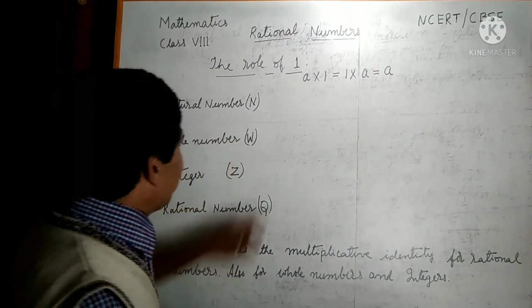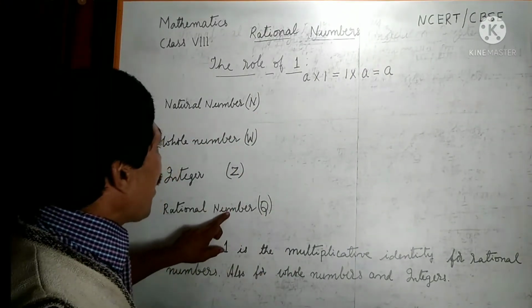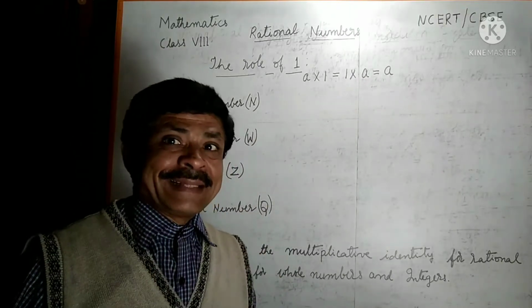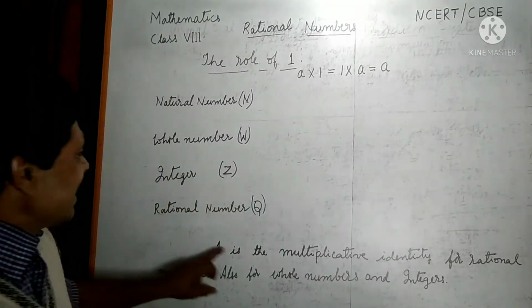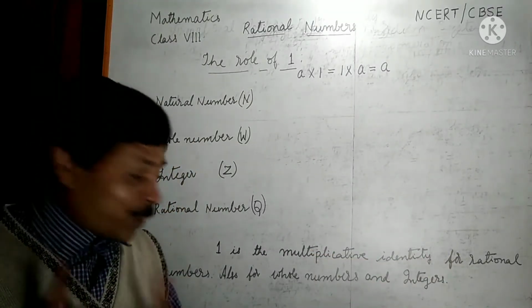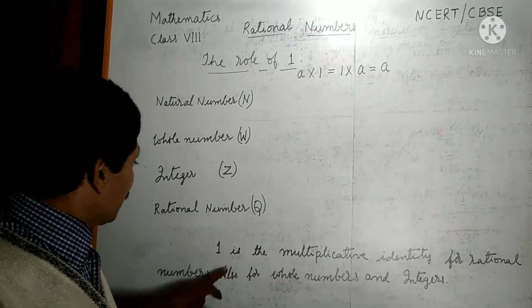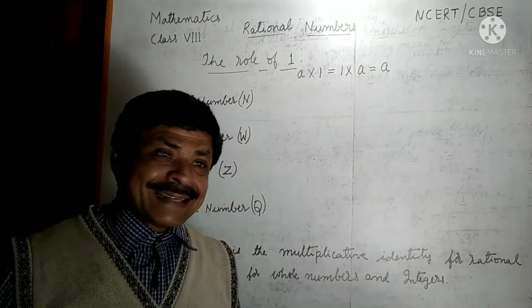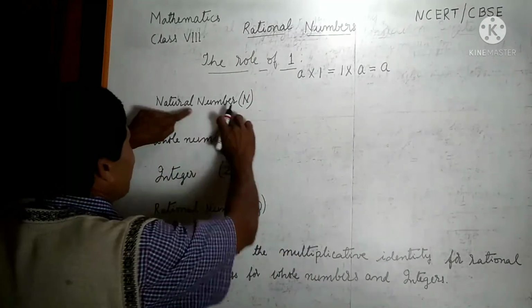And when we multiply 1 to a rational number or a rational number to 1, we will get a rational number again. So that 1 is called the multiplicative identity for rational numbers. Also it is called multiplicative identity for whole numbers and integers. Now let us see the example here for natural numbers.